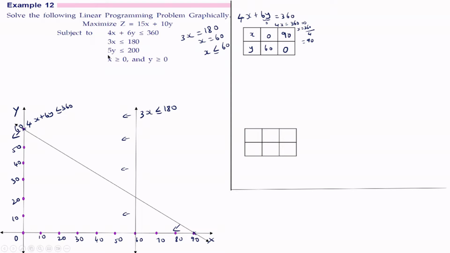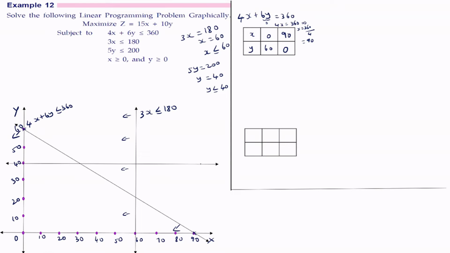Next we have the next inequality, 5y less than or equal to 200. So if we want to draw the line 5y equal to 200, y will be 200 divided by 5, which is 40. So we have to find the region corresponding to y less than or equal to 40. Now this line y equal to 40 is a straight line which passes through 0, 40 and is parallel to the x-axis. Here we have got only the y-intercept. So it is a line which passes through 0, 40. This is 0, 40 and it is parallel to the x-axis.